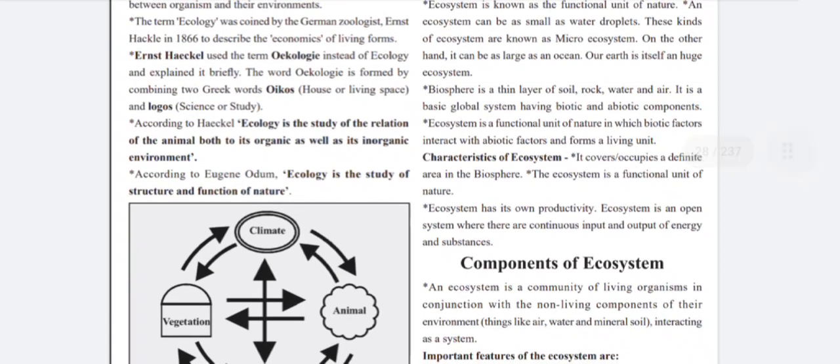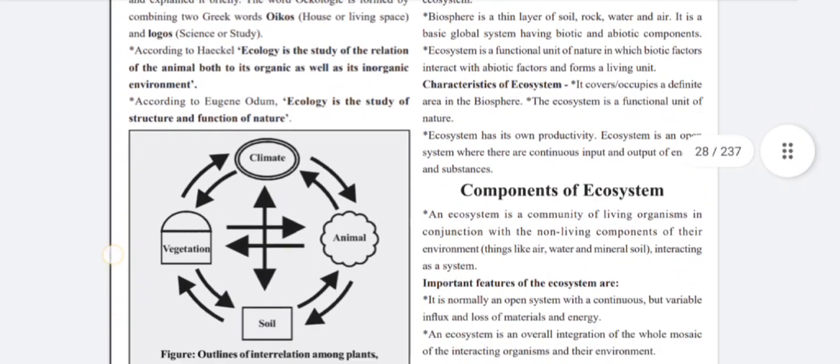The biosphere is a thin layer of soil, rock, water, and air. It is a basic global system having biotic and abiotic components. An ecosystem is a functional unit of nature in which biotic factors interact with abiotic factors and form a living unit. Characteristics of an ecosystem: it occupies a definite area in the biosphere. The ecosystem is a functional unit of nature. It has its own productivity. It is an open system where there is continuous input and output of energy and substances.